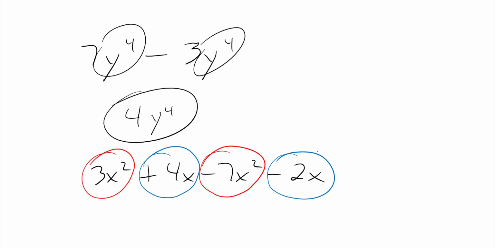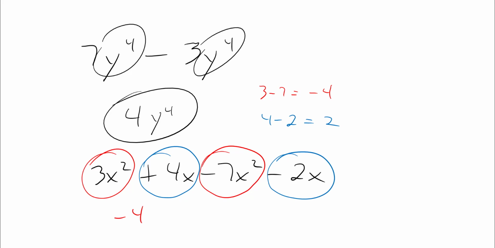You're basically saying 3 minus 7. See, it's 3x squared minus 7x squared. So you're saying 3 minus 7, which is negative 4. And if you have to use your calculator to make sure you're getting the adding and subtracting right, then do it. Don't make a mistake on goofy stuff like that, okay? So 3 minus 7 is negative 4. And then you're going to say 4 minus 2. That's in the blue. 4 minus 2 is 2.